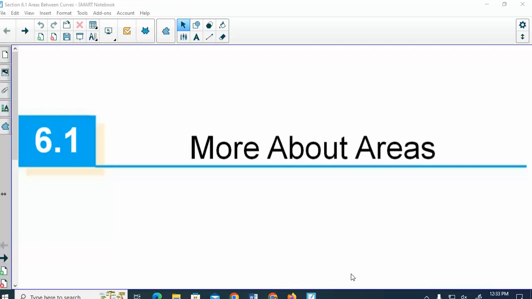We are moving into chapter 6 now. The first thing we're talking about is area. Now we have done some areas before. We did like the area between a curve and the x-axis, right?